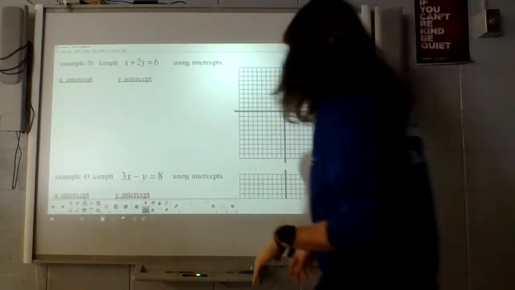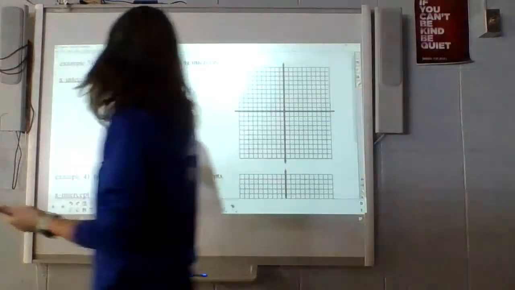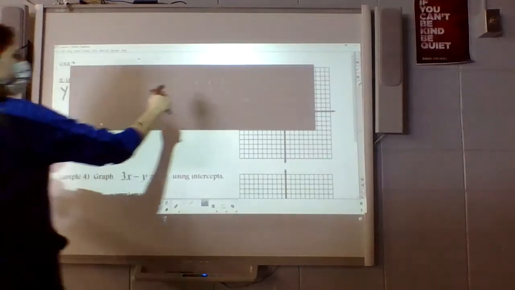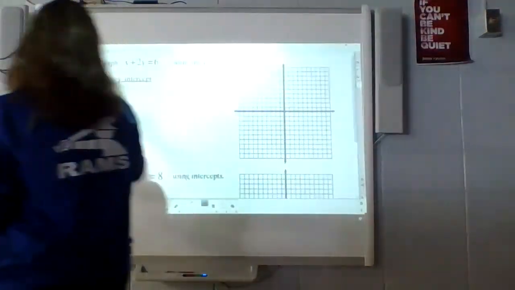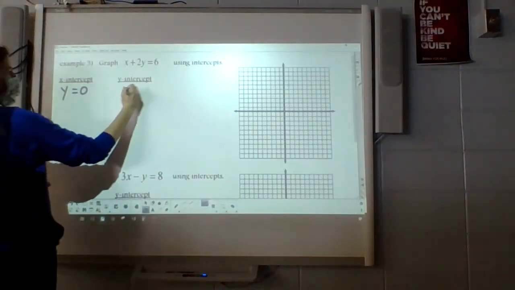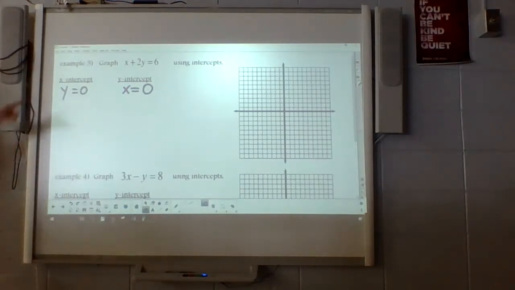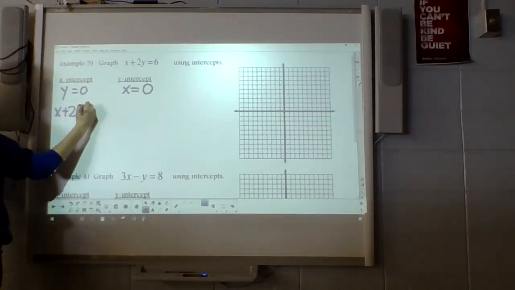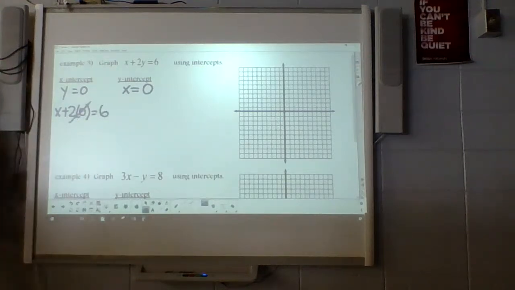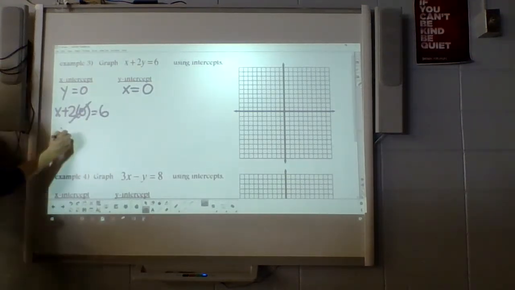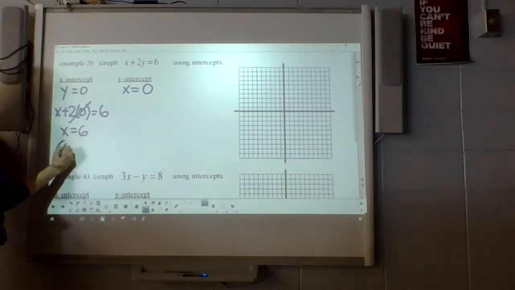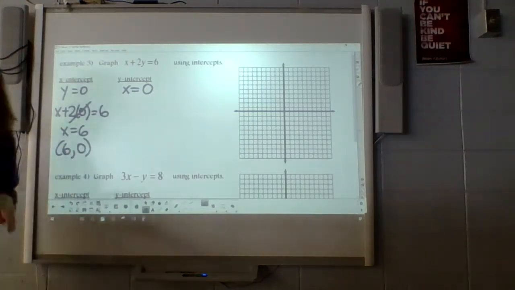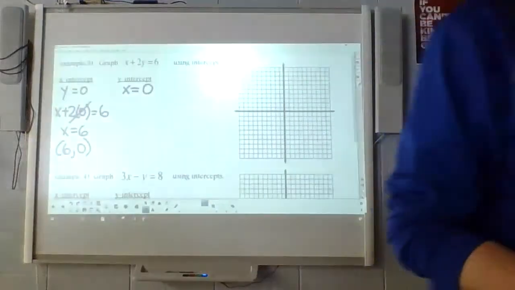All right, how'd that go? So reminder, the x-intercept is where y is 0. It's kind of the opposite of maybe what you anticipate. And then this one's where x is 0. So when I put y in as 0, I do x plus 2 times y, which is 0. So again, that crosses out. So I just find out x is going to be 6. So it works out really nicely. So 6, 0.